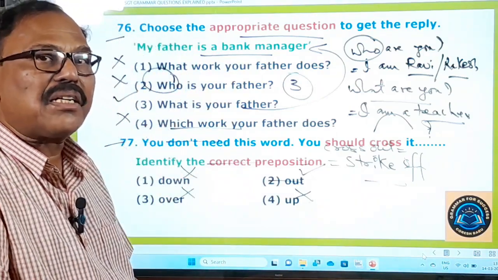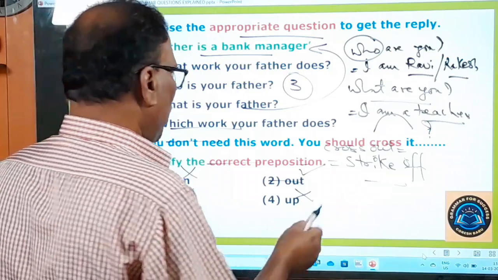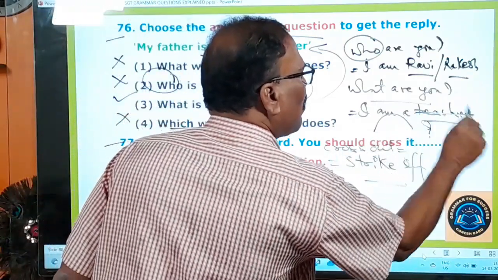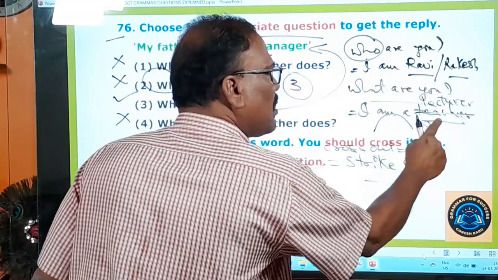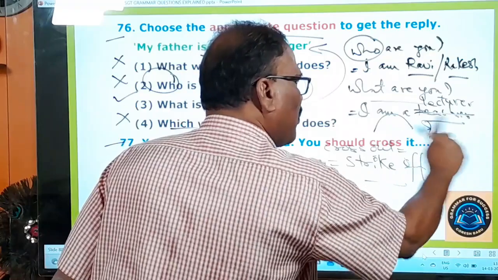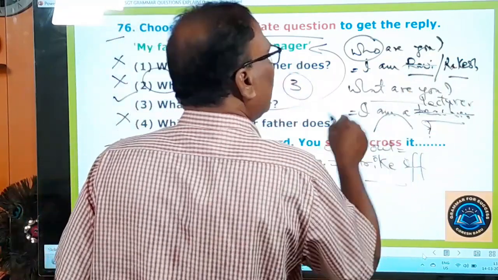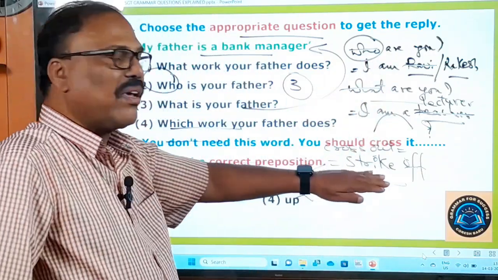My teacher is crossing out my grammatical mistakes. For example, if this is wrong, somebody says, 'I am Ravi.' The teacher crosses it out: no, I am not Ravi, I am Rakesh. Something like that. Crossing out means striking off.